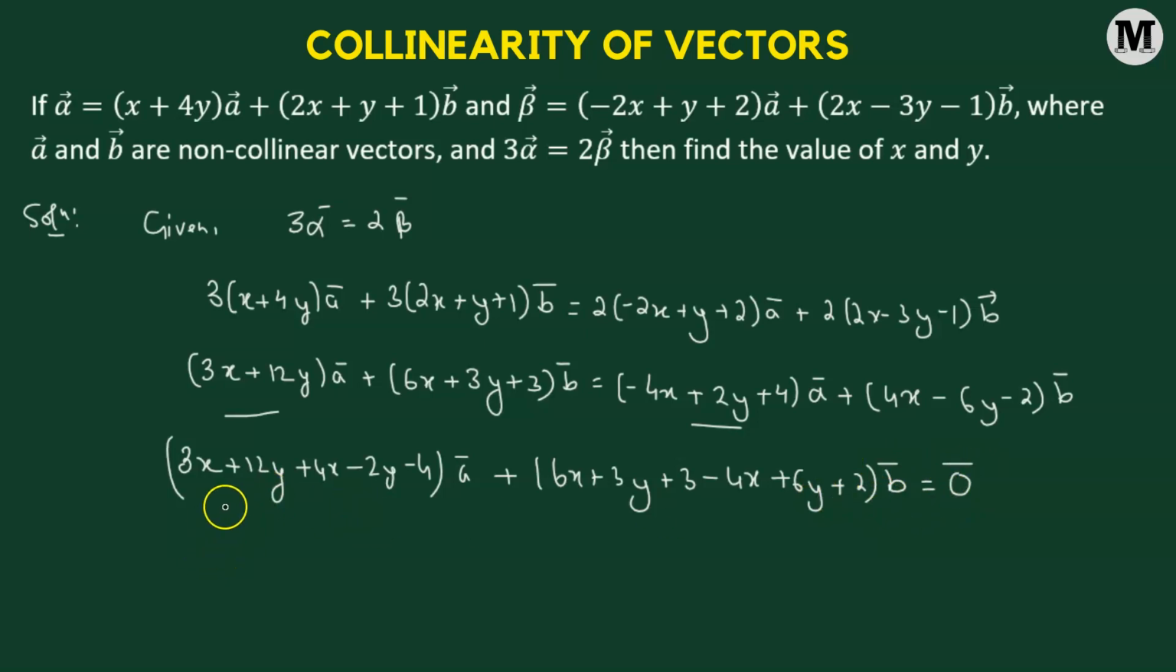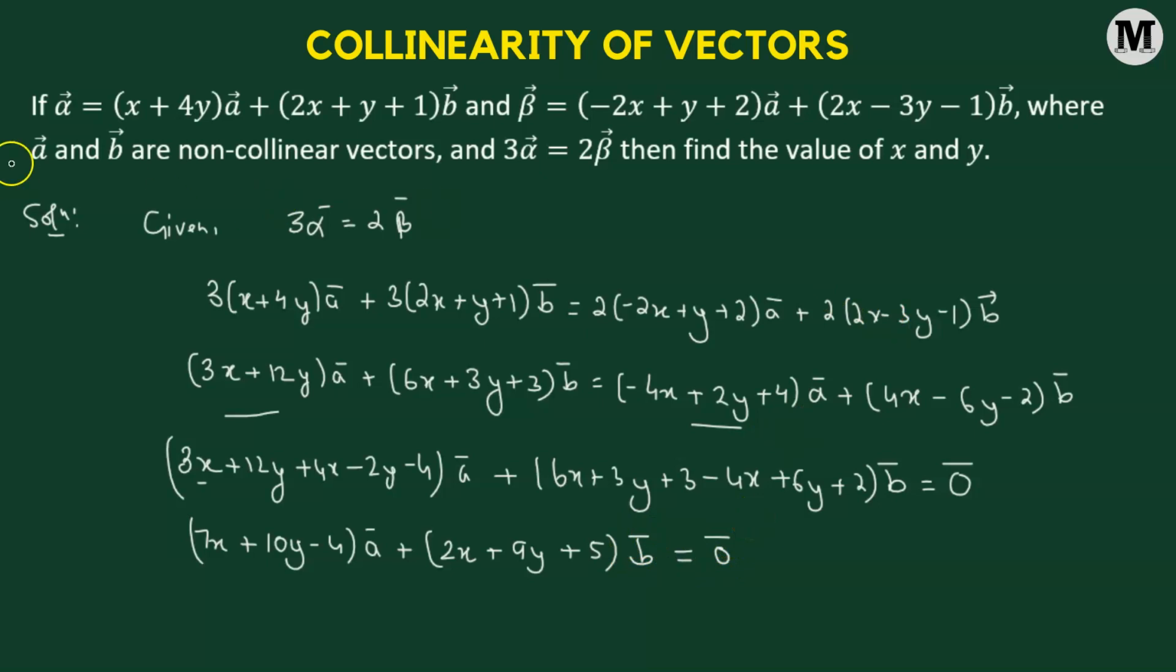Further simplification gives us 3x plus 4x will be 7x, 12y minus 2y will be positive 10y, minus 4, whole multiplied to the vector a. Added to, next we have 6x minus 4x, so that's 2x. Then we have 3y plus 6y, so that's going to be 9y. 3 plus 2 will be positive 5, times b vector equals the null vector.